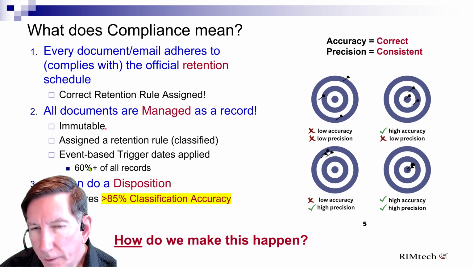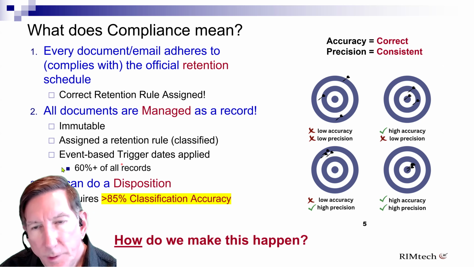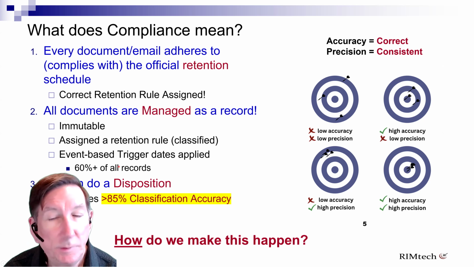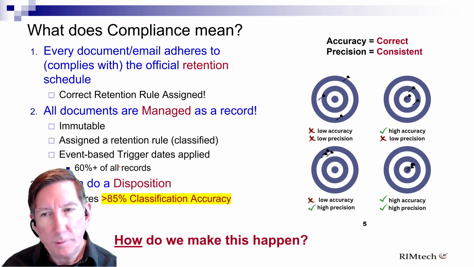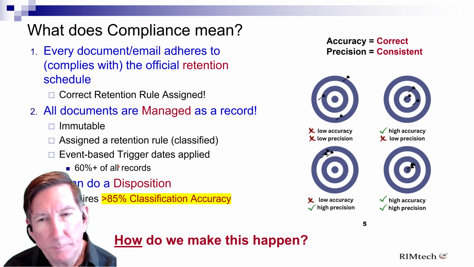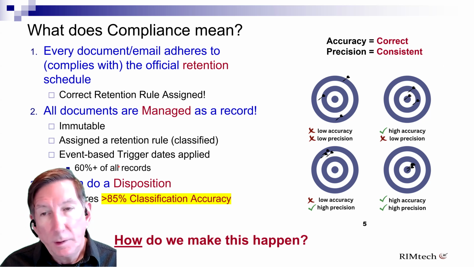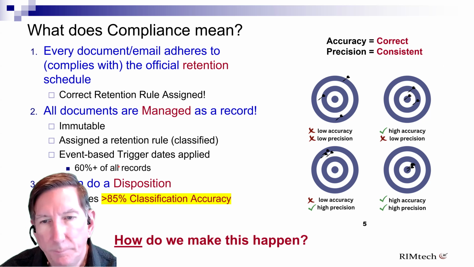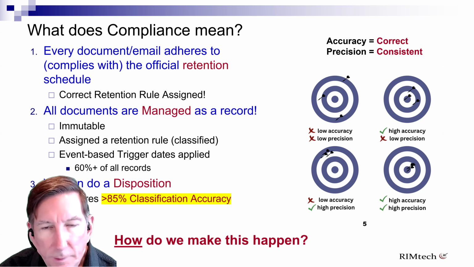And most importantly, 60% of all modern records or more are case records, which means they're event-based trigger date rules. 60% of them. And we have to make sure that those 60% have the events and the trigger dates properly applied to them. And finally, number 3 is we can do a disposition.